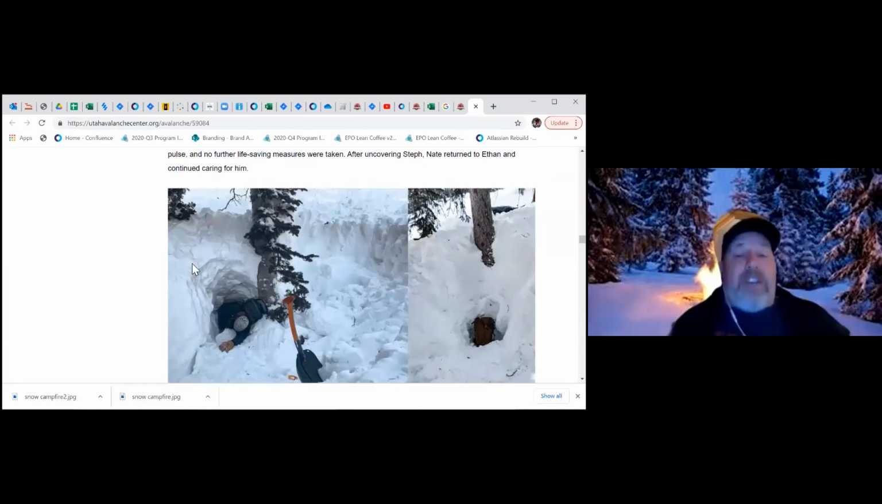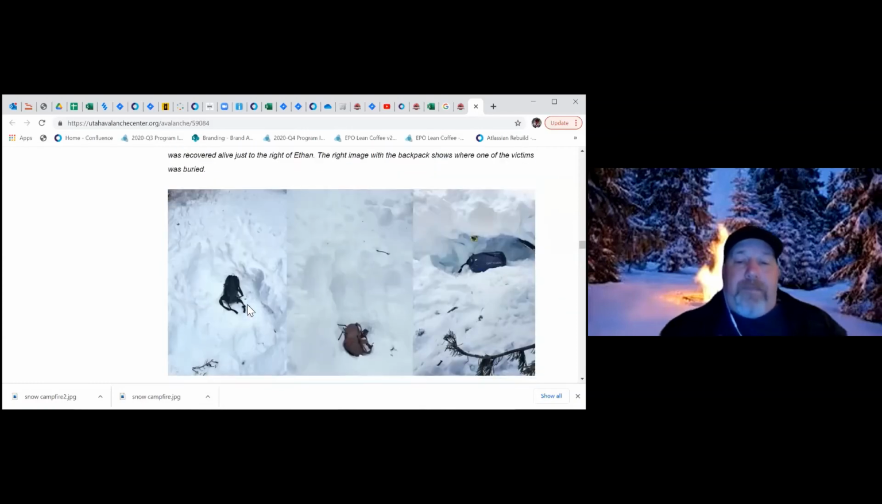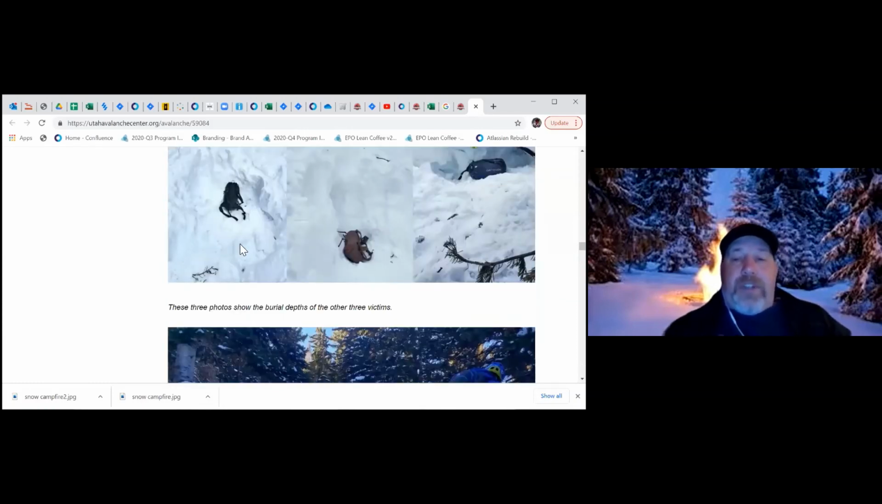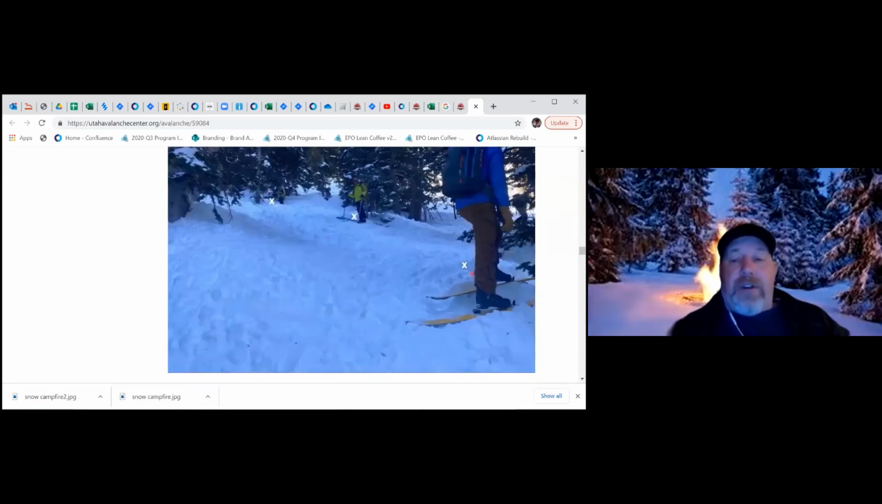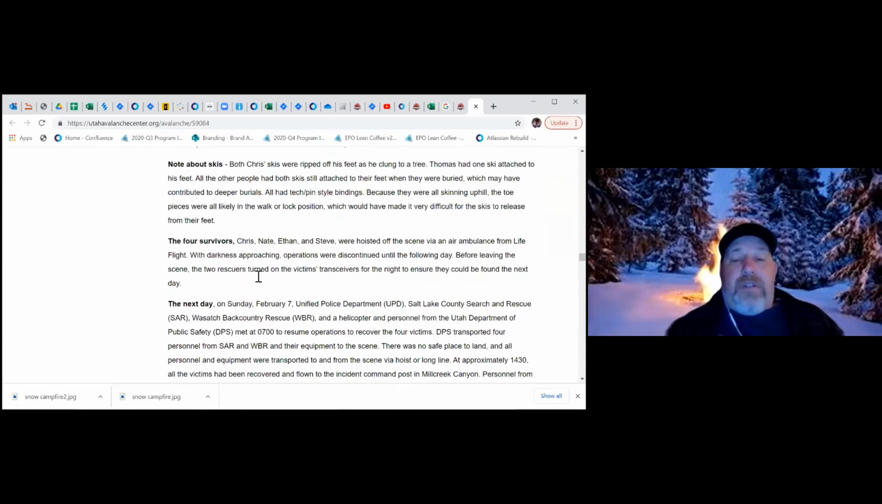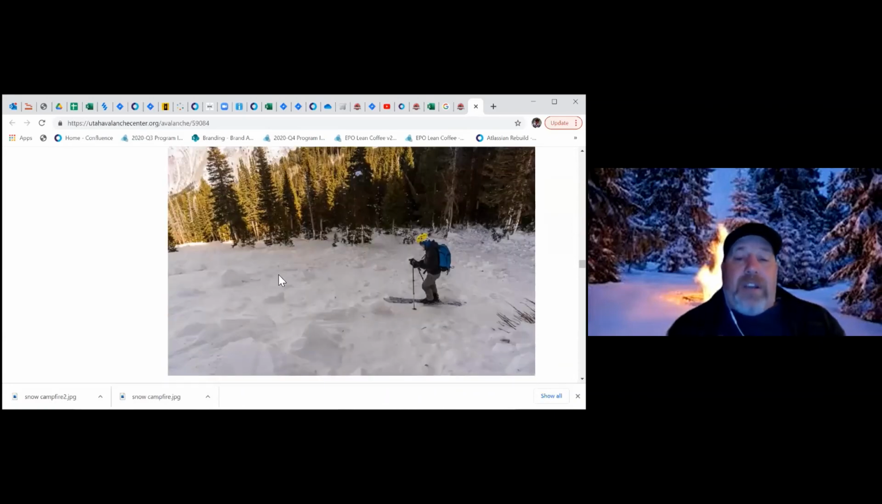This would be the depth of one of the live recoveries. Happened to be, I think, Ethan. And then these were some of the burials of the others within that zone. And this is kind of looking down.